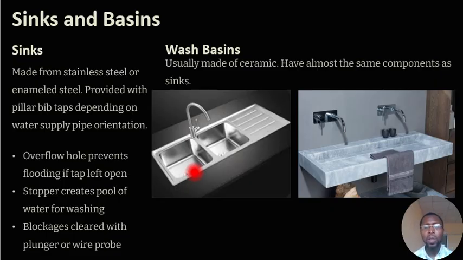So now the sink is not far from the wash basins. The only difference is that the wash basins are usually made of ceramic. You could see here, but they have almost the same components as the sink. While the sink is made up of stainless steel or enamel steel, the basins are usually made up of ceramics. However, they perform the same function just like the sink.